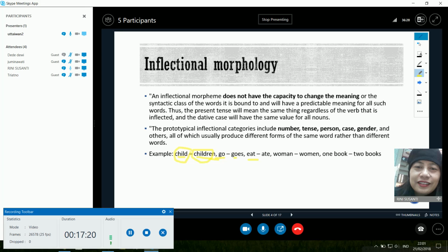Nah, kategori-kategorinya apa saja? Kategori pertama itu untuk angka, number, tense, person, case, atau gender. Itu tidak merubah arti. Contohnya apa? Woman and women. It doesn't change anything because the form is still a female. And the second one is one book and two books. The form is still a book, a paper, a bulk of paper. Jadi ini artinya inflectional morphology.